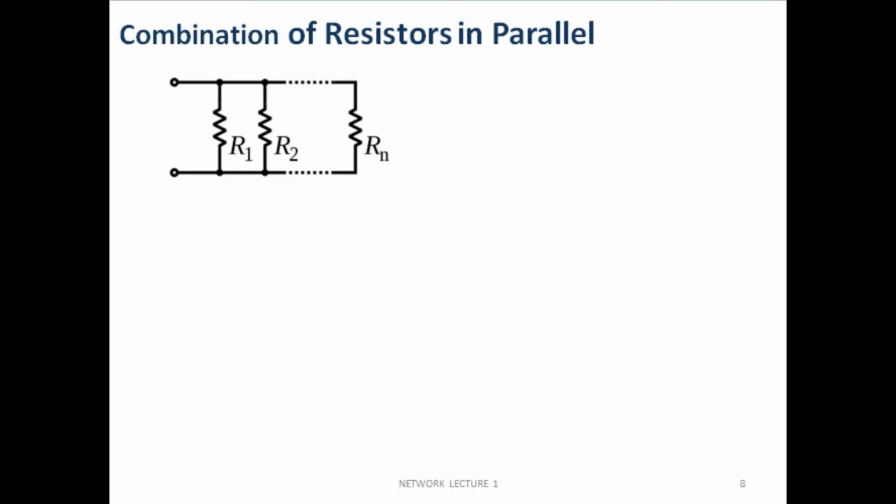Now let us see the combination of resistors in parallel. Okay, so we know that whenever resistances are connected in parallel, they have the same voltage across them. Suppose the voltage is V and the total current is I. As they are connected in parallel, the current will divide. Suppose the current in resistance R1 is I1, in resistance R2 is I2, and in resistance Rn is In. So the total current will be equal to I1 plus I2 plus so on up to In.